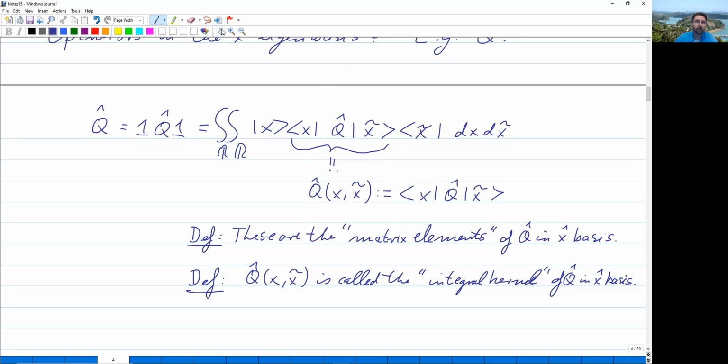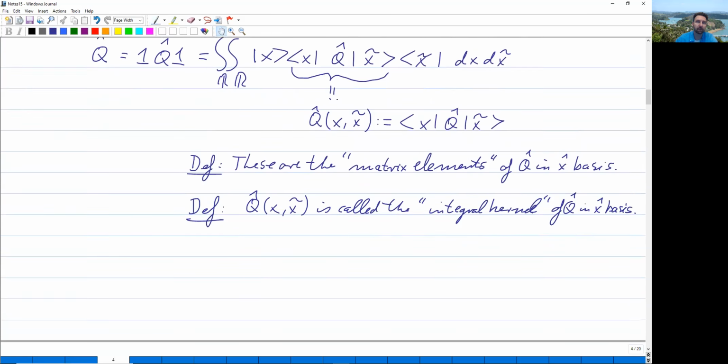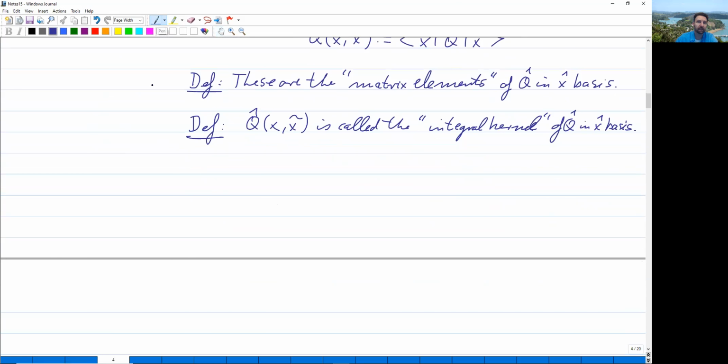So let's see, what is the integral kernel, for example, of the position operator? Let's see. What do we have to calculate for this? For this, we need to calculate the matrix elements of the position operator in the position basis.